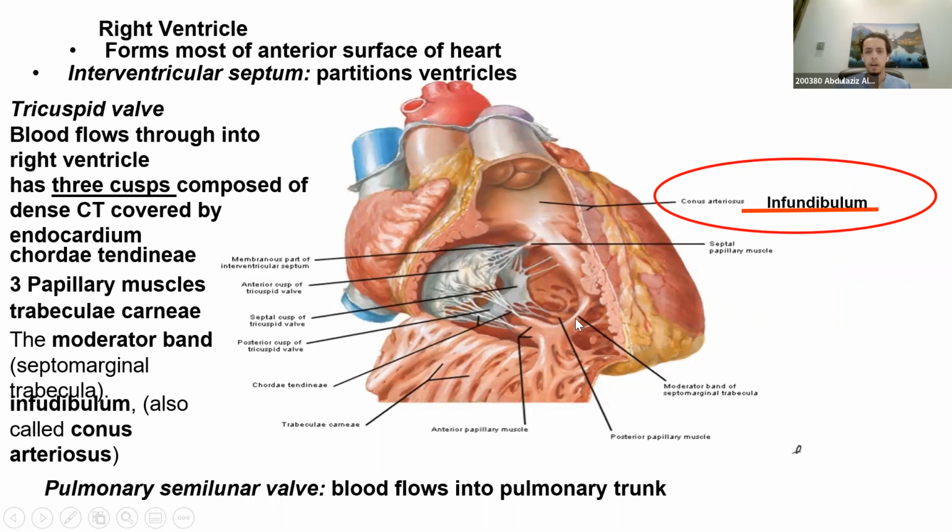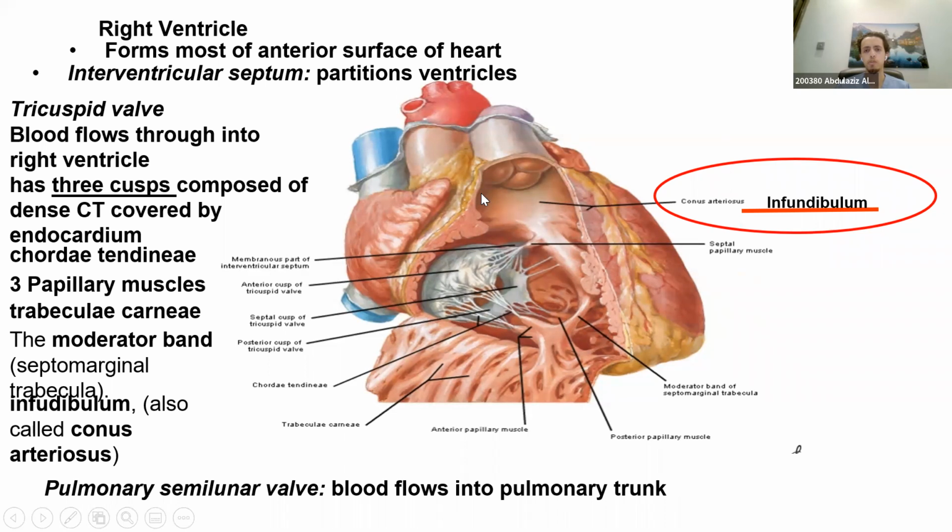Okay. And we can see here, there's a structure right here called the moderator band. Now this moderator band, all it does is connect the septum, the interventricular septum, with the papillary muscles. It has some conduction fibers, but other than that, it's just an anatomical structure.